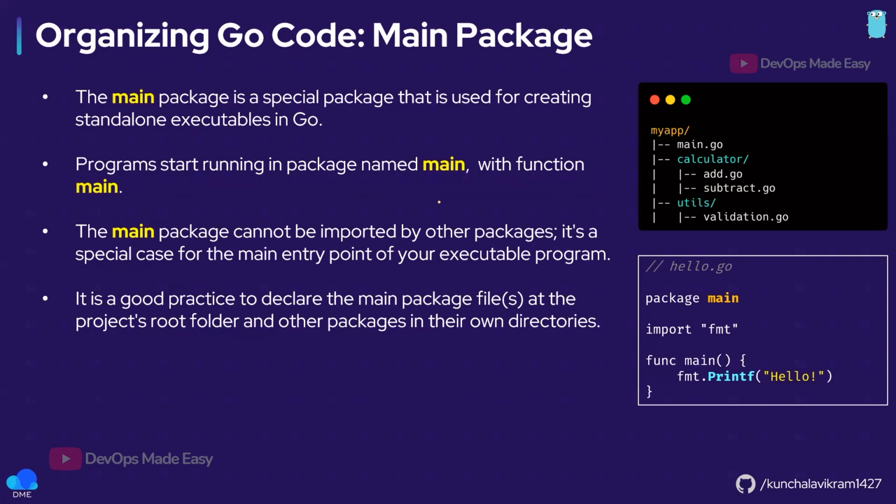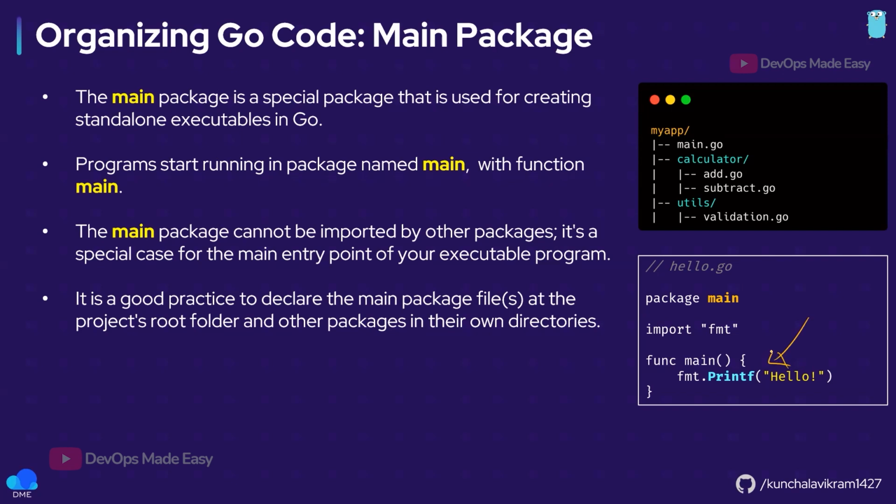Here the main package is a special package in Go, and that is used for creating executables in Go. Whenever you have a main package and you just run go build, you're going to get an executable. Without this main package, you cannot create any executable. That's the reason why whenever you're building any application, you need to have a package main and an entry point called function main. That serves as the starting point of your complete application.